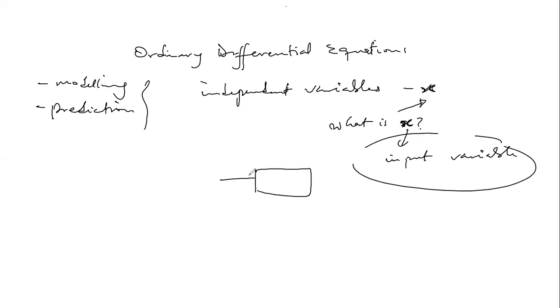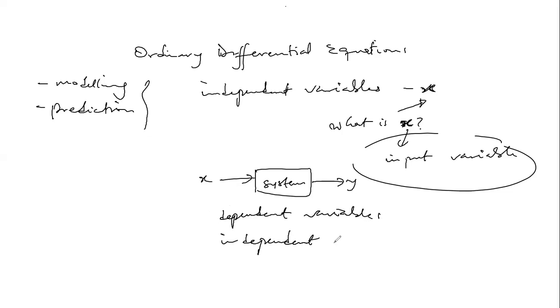So let's assume we have a system. We say this is X, and then what we get out is Y. So this is a system, right? Now what we are trying to describe is dependent and independent variables. Now this Y is supposed to be what? Y is the output, F of X. Someone just said F of X, right? Y is F of X.